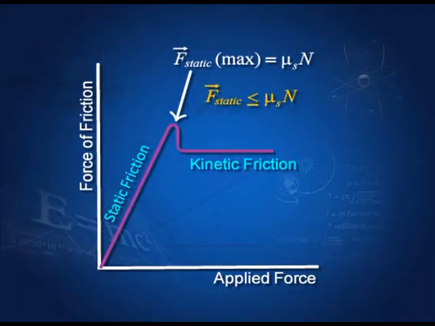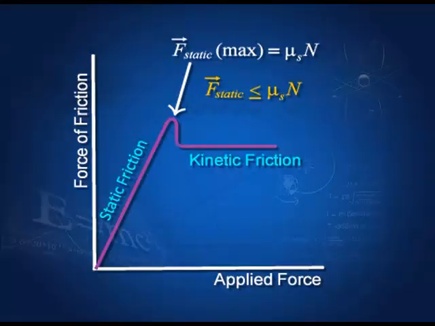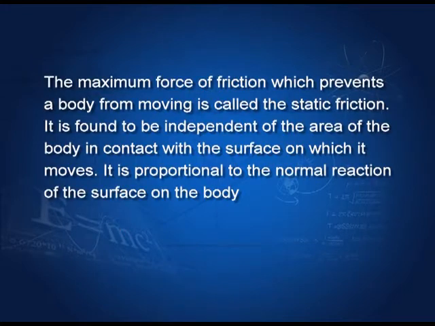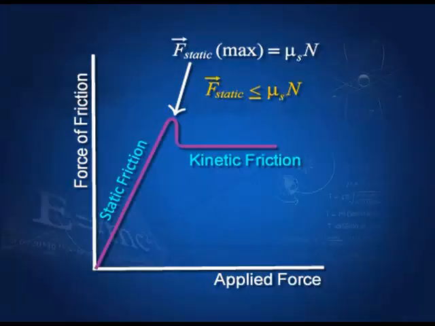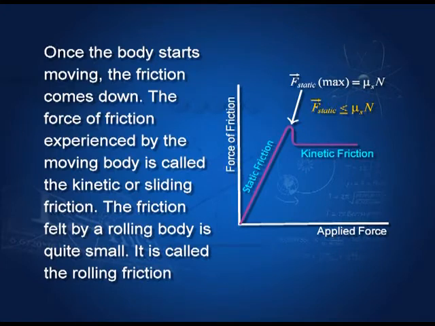You see that the force of friction was increasing all the time, and at this point, beyond this point, the force of friction was not sufficient to prevent the motion of the body, and therefore, this is called the force of static friction. The maximum force required just before the body moves is called the static friction, and it is given by the coefficient mu s times N, where N is the normal reaction of the surface on which the body moves.